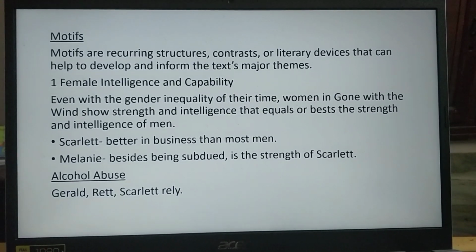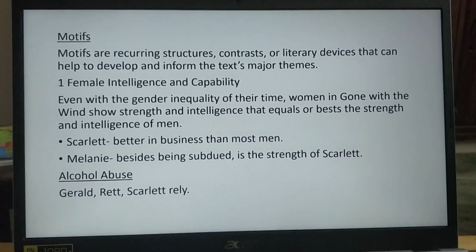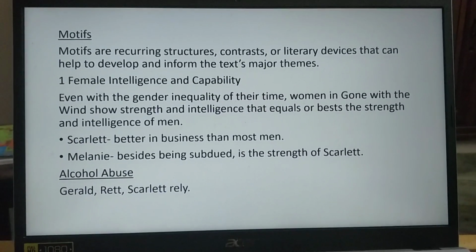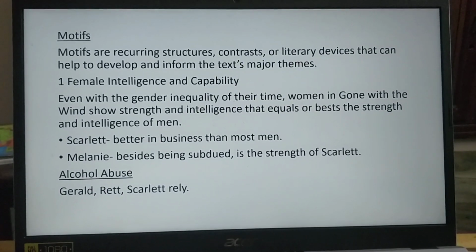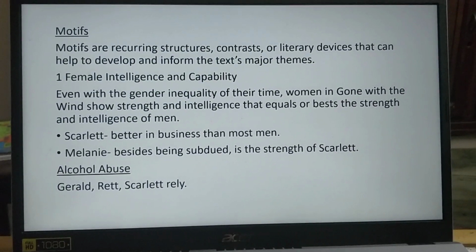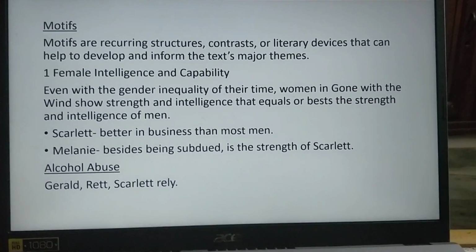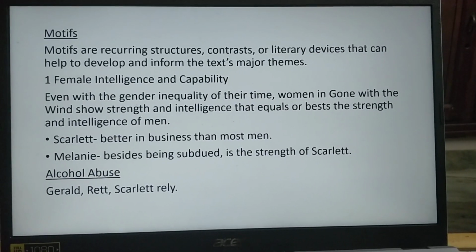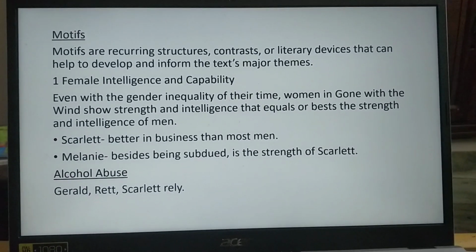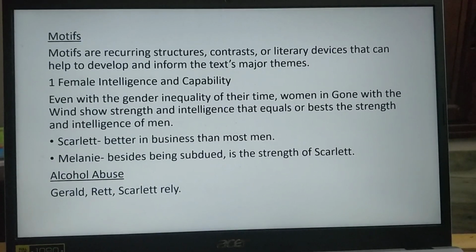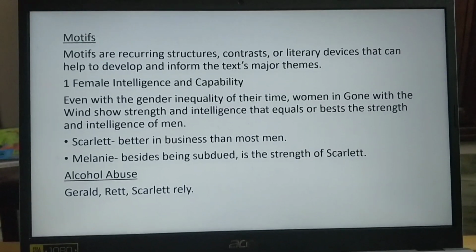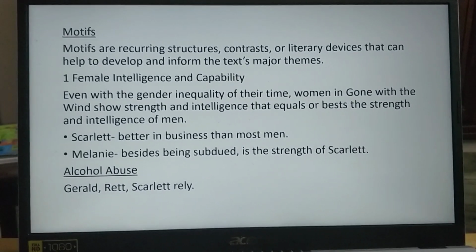Then we have Scarlett. Scarlett is better in business than most men, even better than her husband Charles. Now Melanie, besides being subdued in the story, is the strength of Scarlett. Melanie is in love with Ashley, and they are married also. Melanie is kind of a pale character. She is weak throughout the story, and afterwards in the story she dies also.